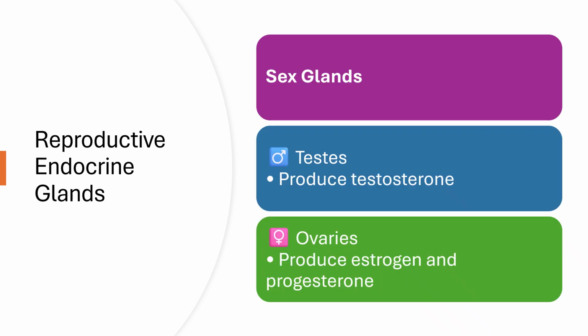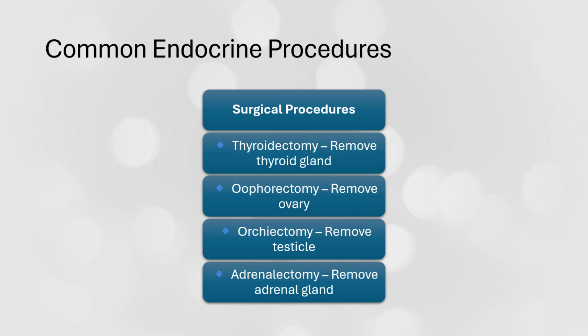These glands produce hormones responsible for reproductive functions and the development of male and female characteristics. These are common surgical procedures involving endocrine glands and may be performed to treat tumors, disease, or hormonal disorders.